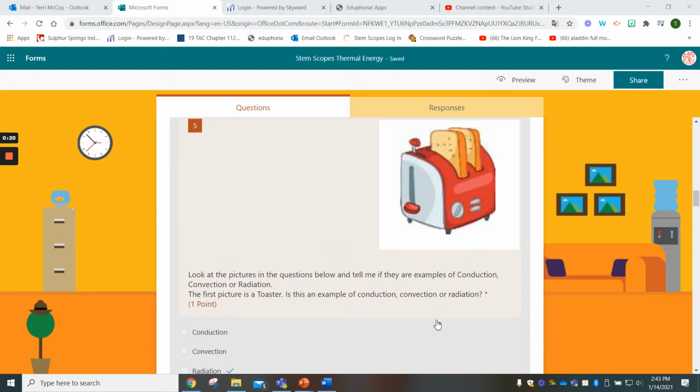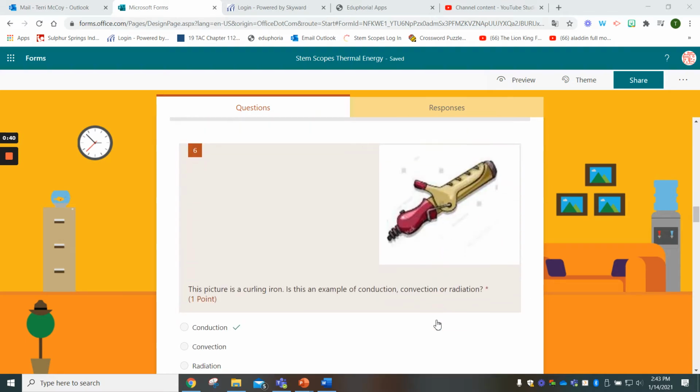And the reason for that is if you've ever looked inside a toaster, there's wires that kind of hold the toast. But the elements that heat up inside a toaster actually never come in contact with the bread itself. So radiation is the reason that the toast gets hot and toasty. It's not direct contact, so radiation is your answer here.